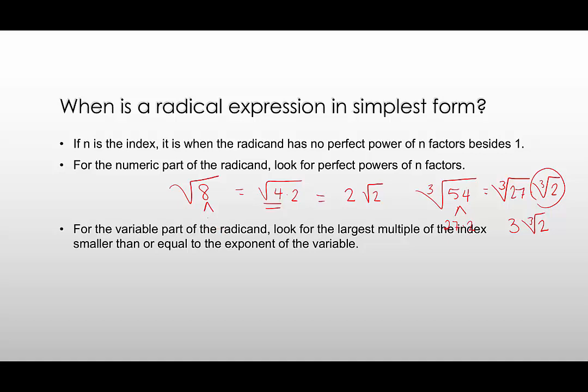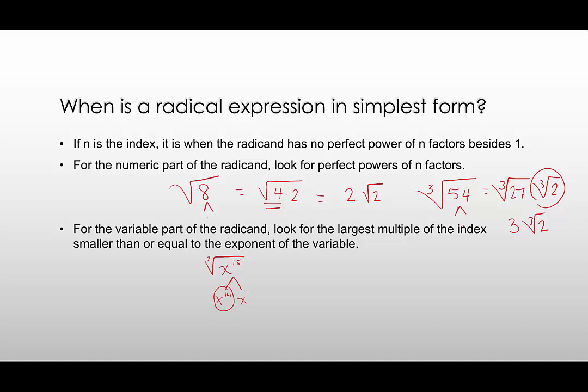I'm going to erase this so we can read the next part. If we're looking at the variable part, we look for the largest multiple of the index smaller than or equal to the exponent of the variable. So what does that mean? If we have the square root of x to the 15th, the index is 2 even though we don't see it. So what multiple of 2 is as close to 15 as possible without going over? That would be x to the 14th times x to the first.